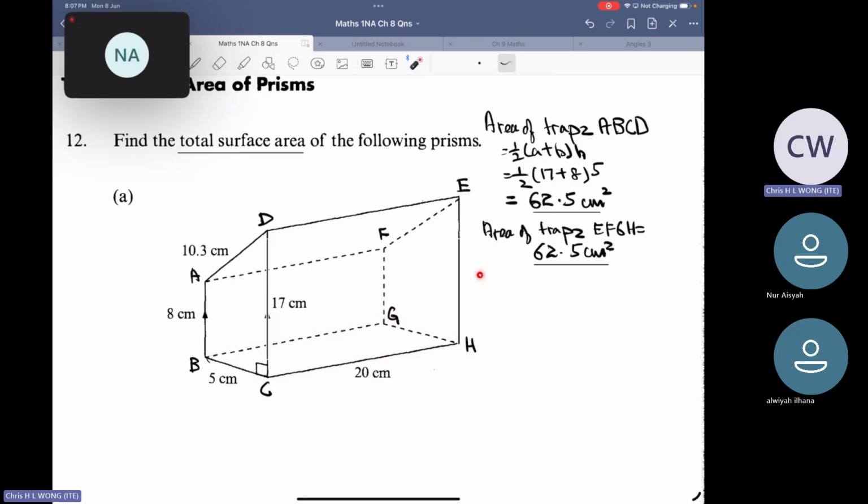Area of rectangle BCHG equals to length times breadth, equals to 20 times 5, right? That will give me 100 cm square. Underline because I need it. Okay, done.